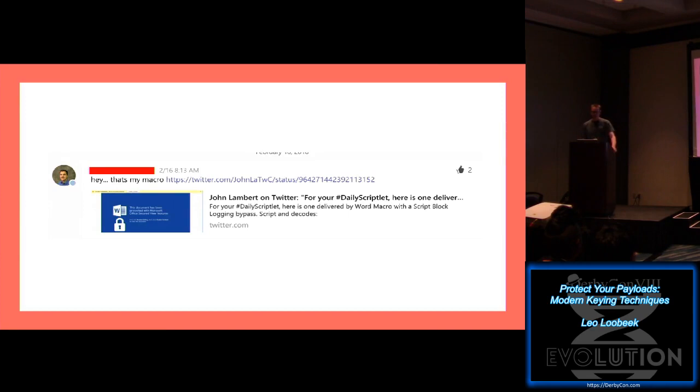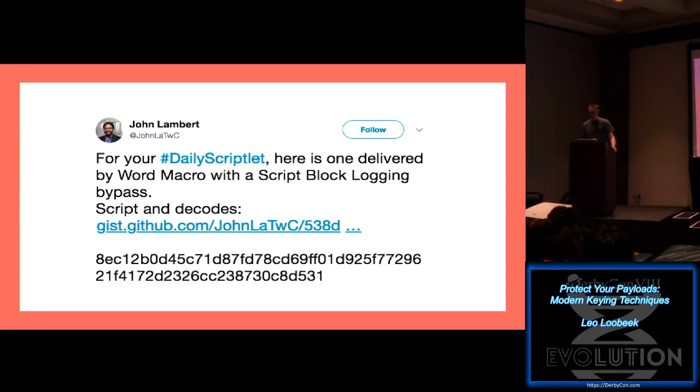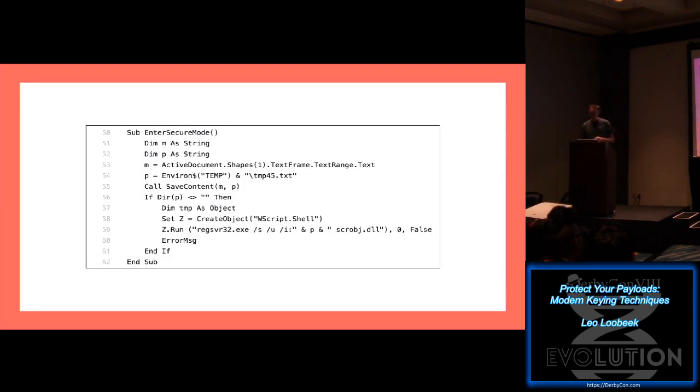And who's going to see those key data points? One illustration: a guy on my team basically said, "Hey, that's my macro." What he was referring to was a tweet by John Lambert. Basically, he pulled down a file that he found in VirusTotal, analyzed it, and threw it on his GitHub. He went through the VBA. The VBA was pulling a payload out of a text box within the Word document, writing it to a temp file, and then executing it with Regsvr32.